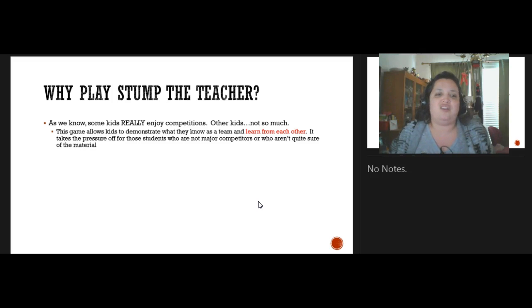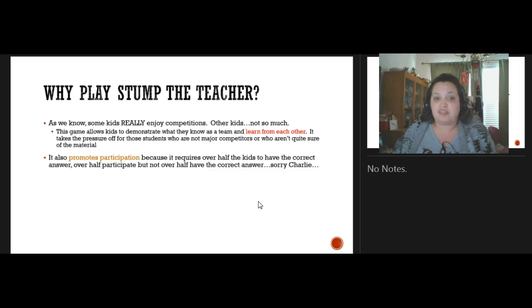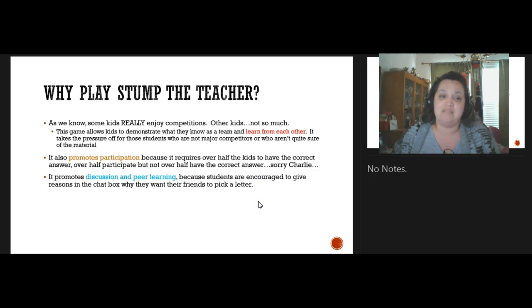And it's taking pressure off those kids who are not quite sure of the material, or they're just not big on competition. It promotes participation because, like I said, got to have over half the class answering, and over half have to have the correct answer. So the class doesn't get that point unless both parts happen. And it promotes discussion and peer learning. They're talking to each other. They're giving a letter. They're saying, hey, this is why I want you to pick letter A. Because if they'll just say pick A, I'll say, well, why? You have to tell them why you want them to pick A.